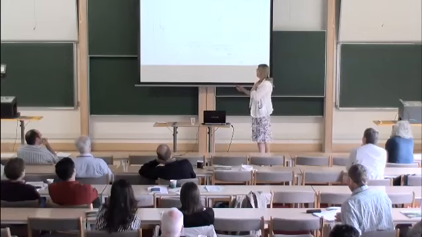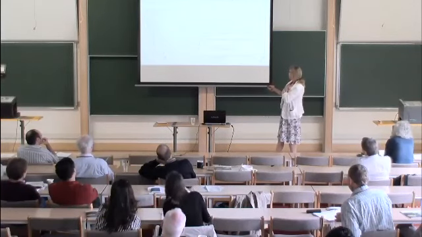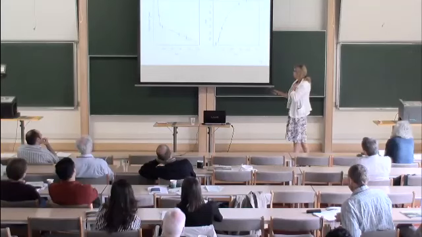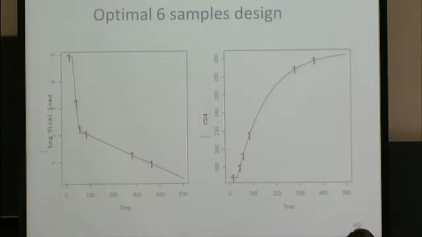So the initial design has 9 sampling times, and the optimal design we find has 6 sampling times, and we find here, which is perhaps straightforward, that 3 points were during the first curve and 3 points were during the second curve.